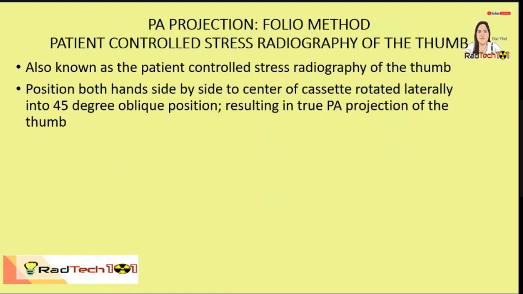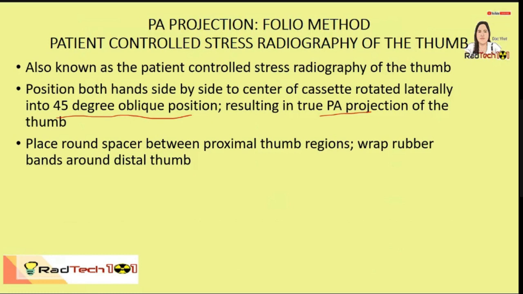Position both hands side by side to center of cassette rotated laterally into 45-degree oblique position. Yung hand, naka 45-degree oblique position so that yung ating thumb ay through PA. So, kailangan naka 45 degrees lateral rotation yung ating hand para yung ating thumb ay naka PA.